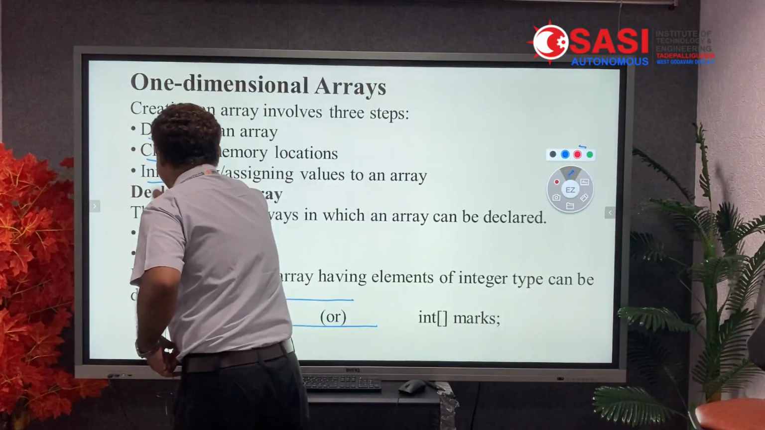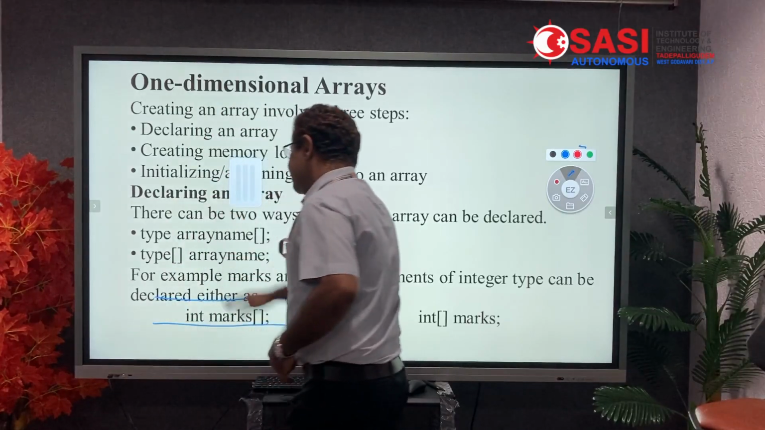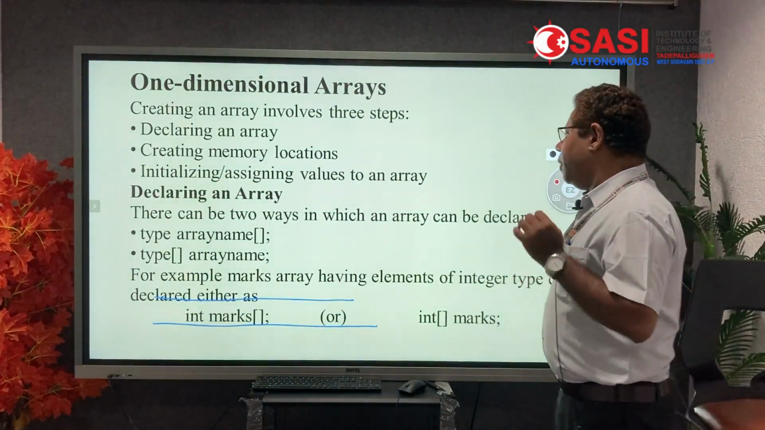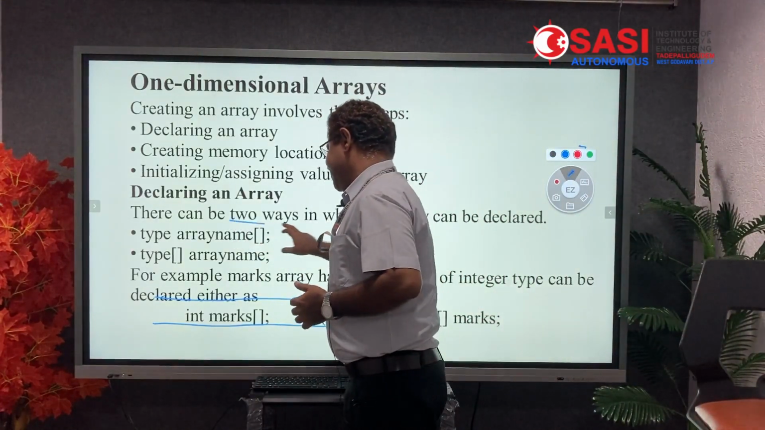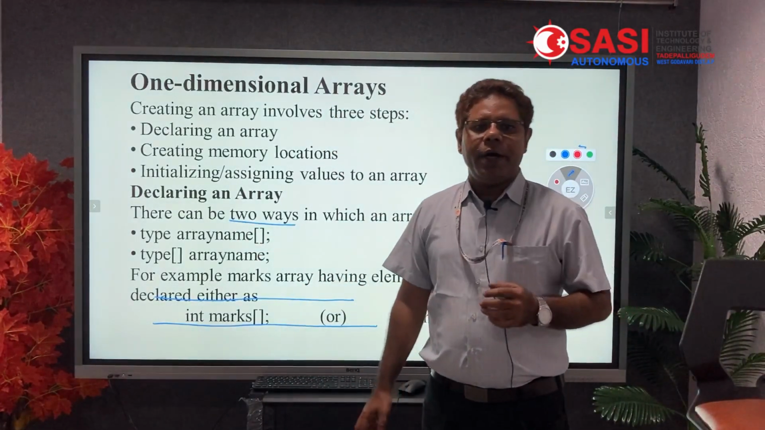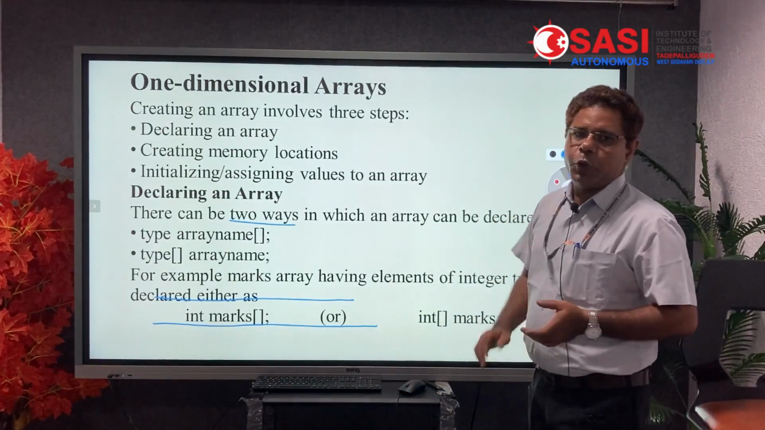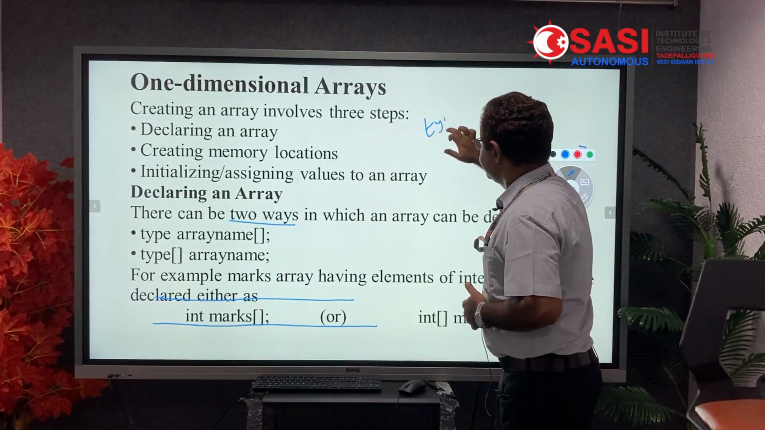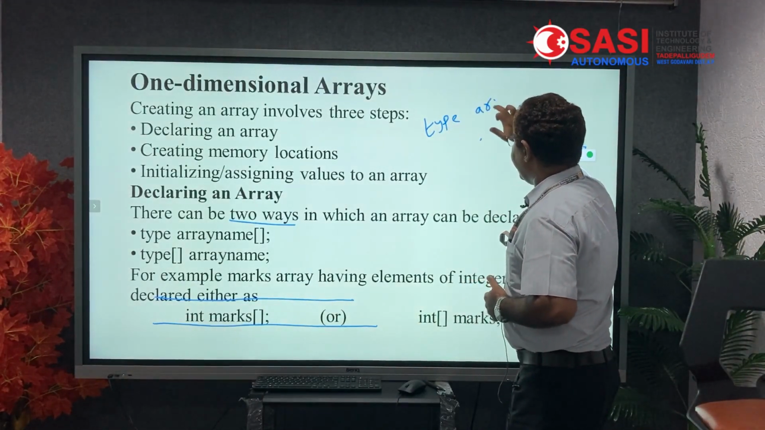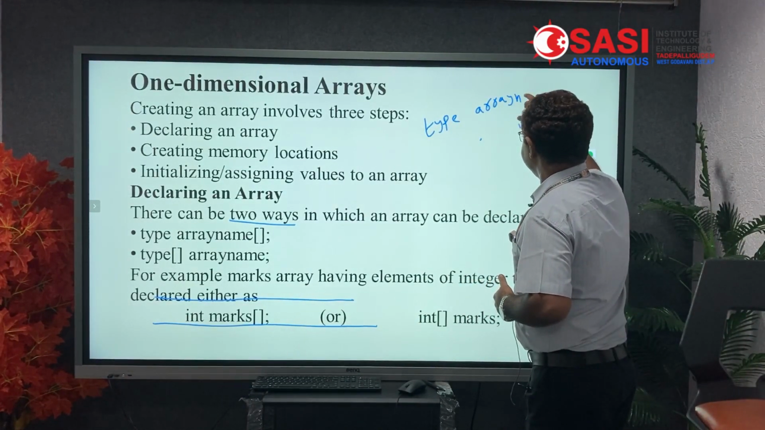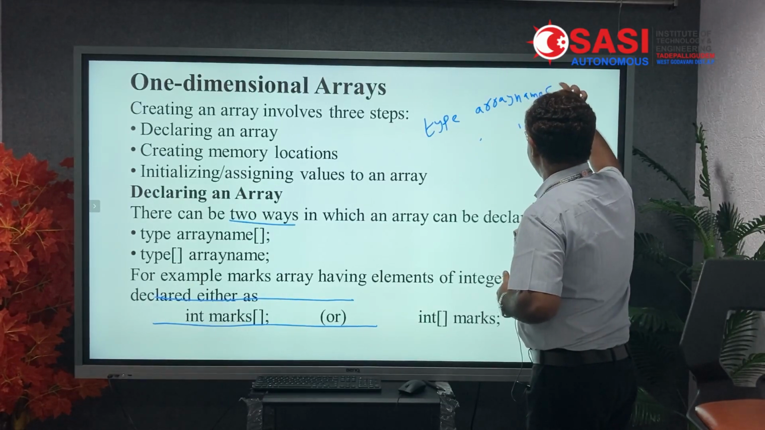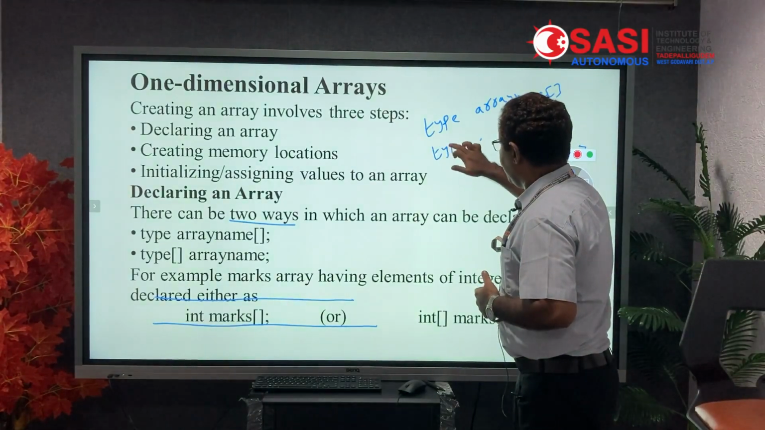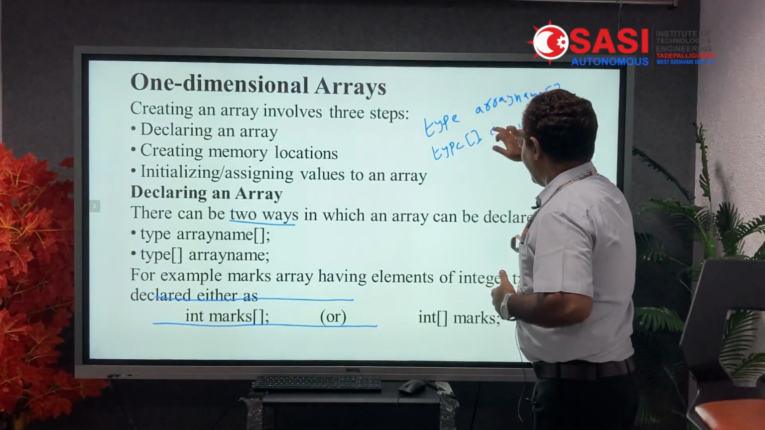First one is declaring an array. To declare an array in Java, we have two ways. First one is type array name, with the brackets after the type. Second one is type array name, with the brackets after the name.